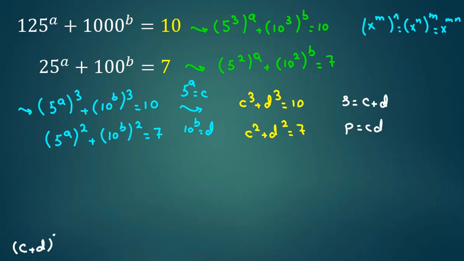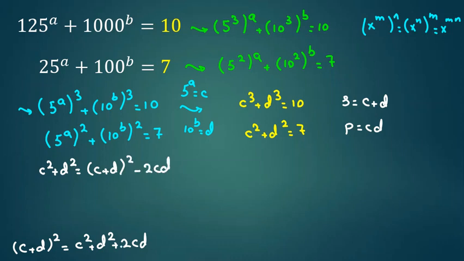Two important identities: c plus d whole squared is c squared plus d squared plus 2cd. If we use it here, we reach that c squared plus d squared is the sum squared minus 2 times the product. So c squared plus d squared equals c plus d whole squared minus 2cd. Switching left and right sides, it will be s squared minus 2p equal to 7.